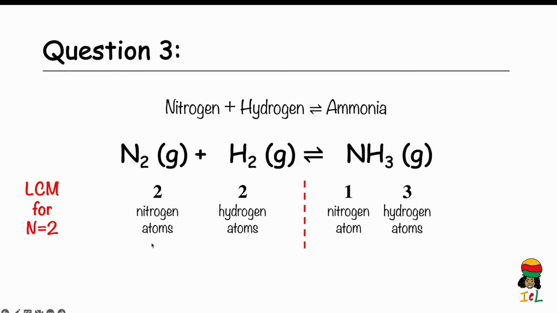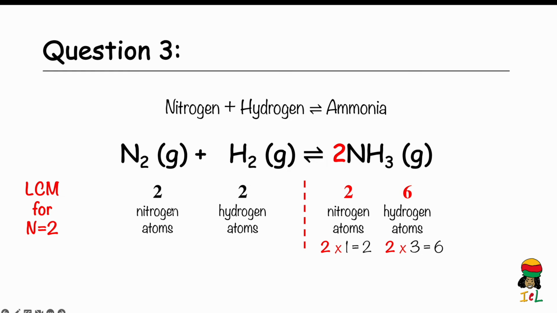So the number of nitrogen atoms on the reactant side is already equal to the LCM, so we need to increase the nitrogen atom on the product side to 2. So what multiplier would increase 1 to 2? And that would be 2. So we put the multiplier in front of the formula that contains the nitrogen atom. So now we have 2 times 1 nitrogen, which gives 2 nitrogen atoms. The multiplier also changes the number of hydrogen atoms. So now we have 2 times 3 hydrogen atoms, which gives 6 hydrogen atoms. The number of nitrogen atoms is balanced on both sides of the equation.